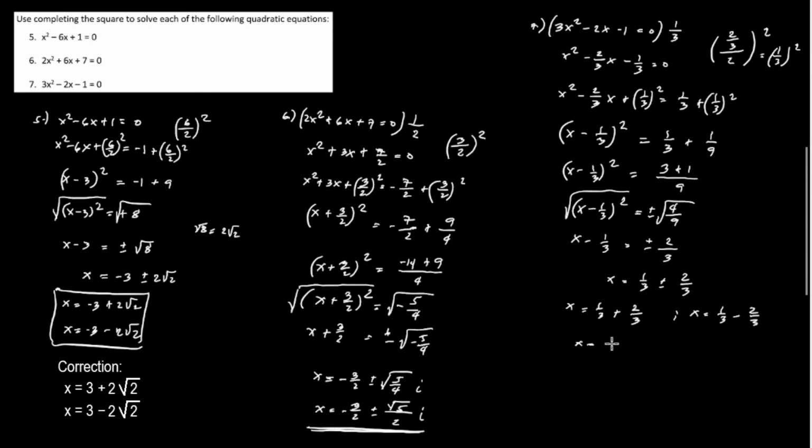The common denominator is 3. 1 plus 2 is also 3. So x is equal to 1. While x equals 1/3 minus 2/3, the common denominator is 3. 1 minus 2 is negative 1. So therefore, the values of x are x equals 1 and x equals negative 1/3. And this is the answer for problem number 7.